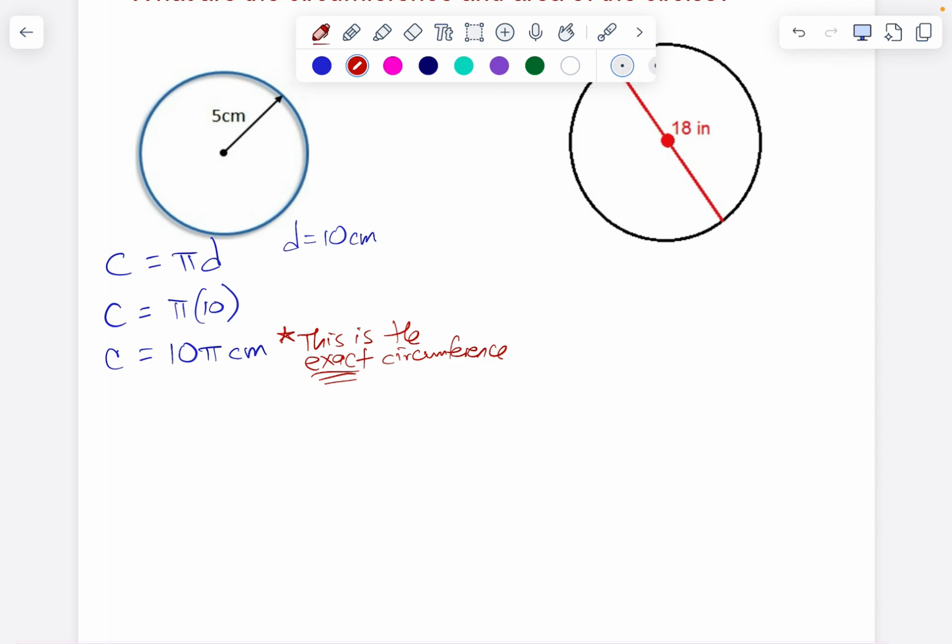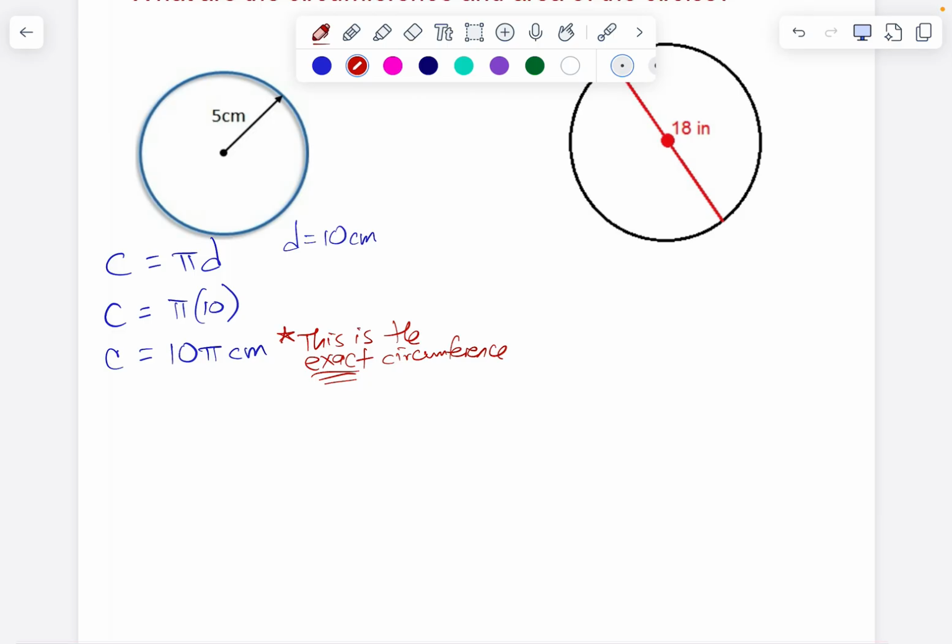So if you're working behind the scenes, designing as an architect or an engineer, you might want to leave your answers as exact and then let the construction workers approximate it. Or maybe the people who do the pricing of the job. Because mathematically, 10 pi is perfectly accurate. It's right on, in other words.